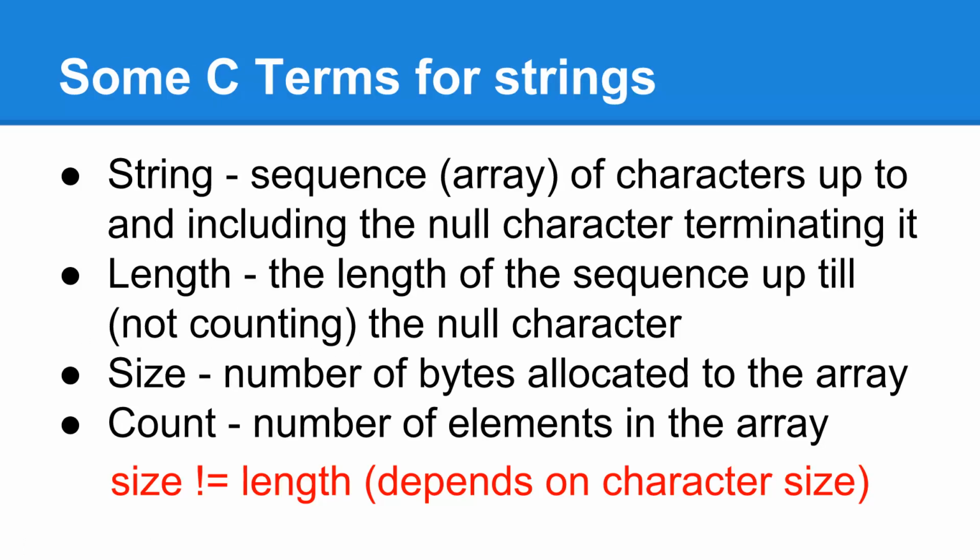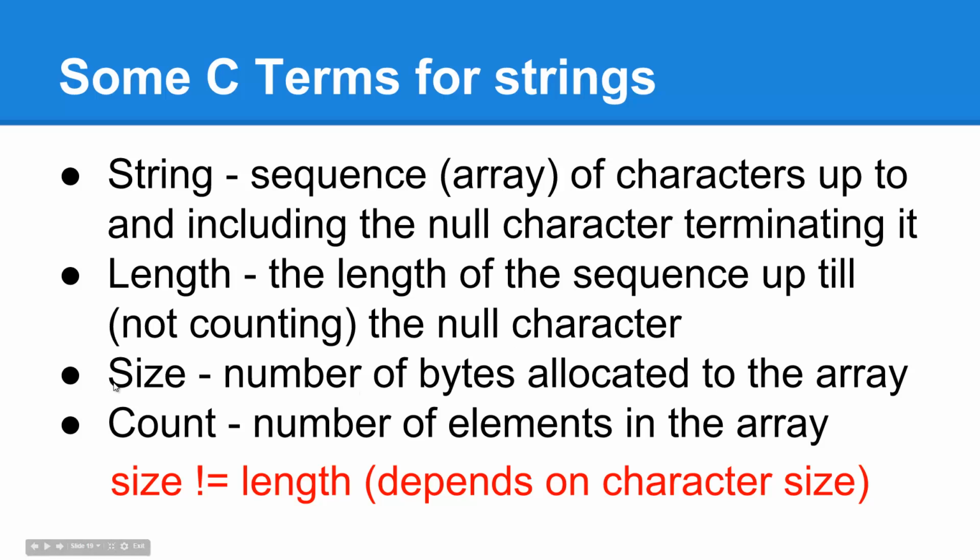Just to cover the fundamentals, a string in C is a sequence of characters up to and including the null character that terminates it. It's commonly just referred to as an array, to be pedantically correct. The length of a string is the length of the sequence up until and not counting the null character. So the number of elements in the array, not including the final element that terminates it.